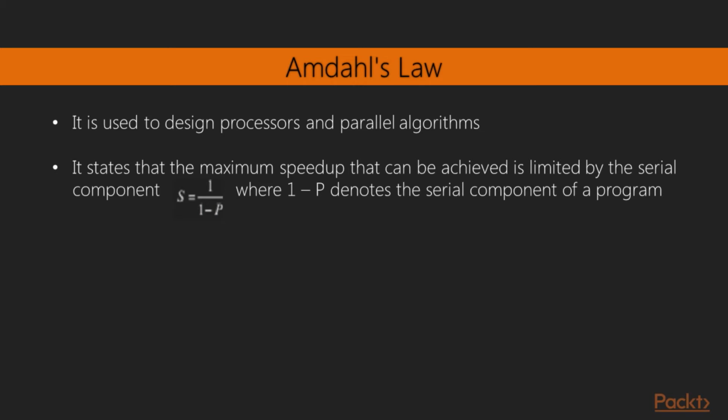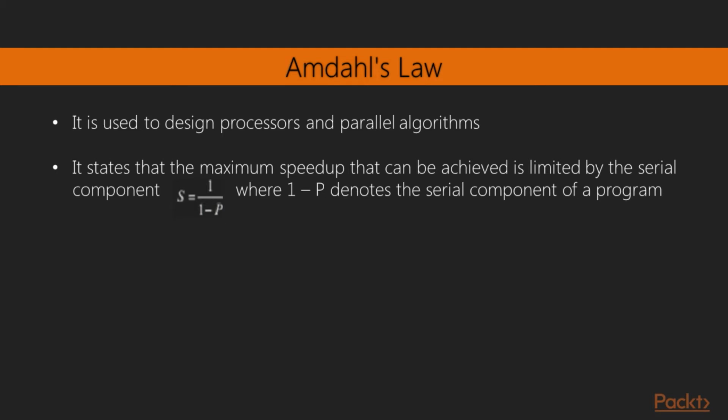Amdahl's law is a widely used law to design processors and parallel algorithms. It states that the maximum speedup that can be achieved is limited by the serial component of the program, as shown here, where 1 minus P denotes the serial component, not parallelized, of a program.